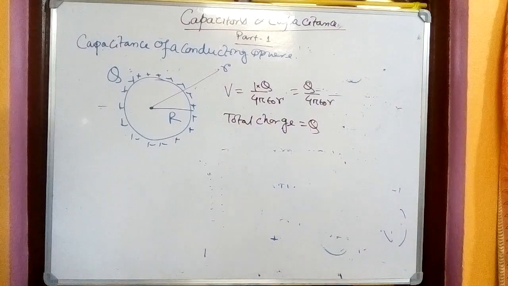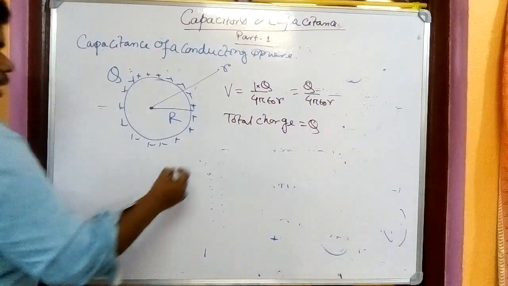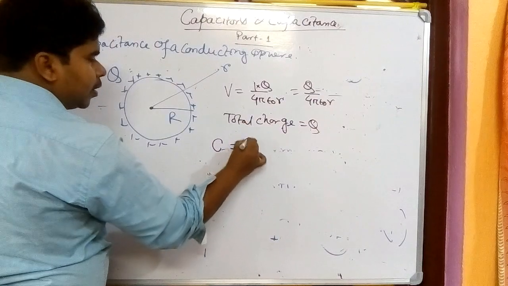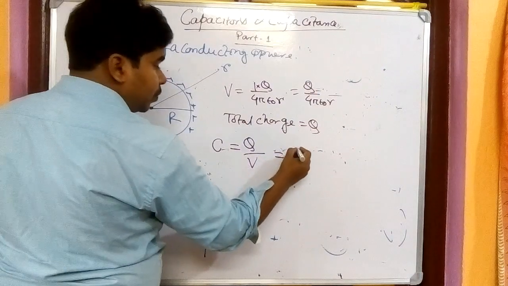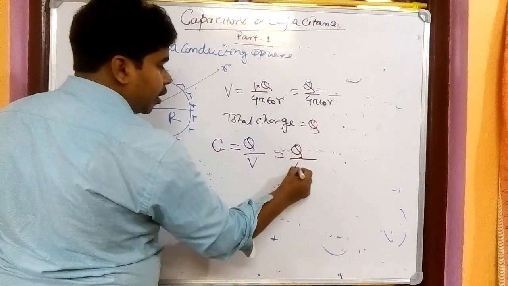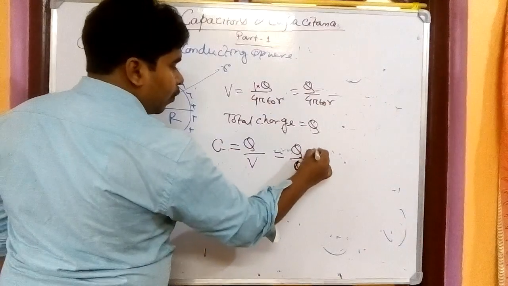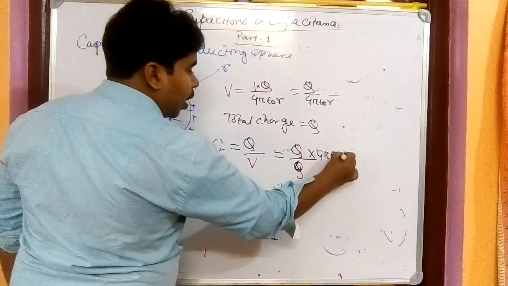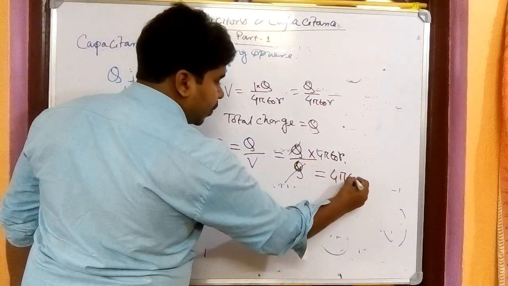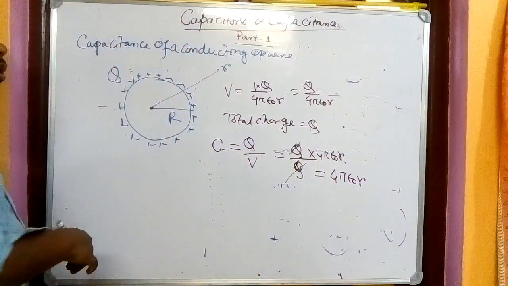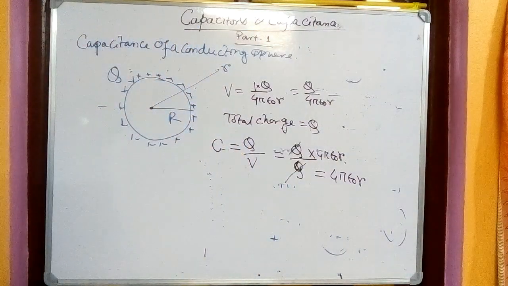So if total charge is q and V we have got, we can find C, because we have just known C equals q by V. So put all the values. Instead of V we can write q by 4 pi epsilon naught r. See, q will cancel out, 4 pi epsilon naught r. So that should be the capacitance of a spherical charge distribution on a conductor: C equals 4 pi epsilon naught r.